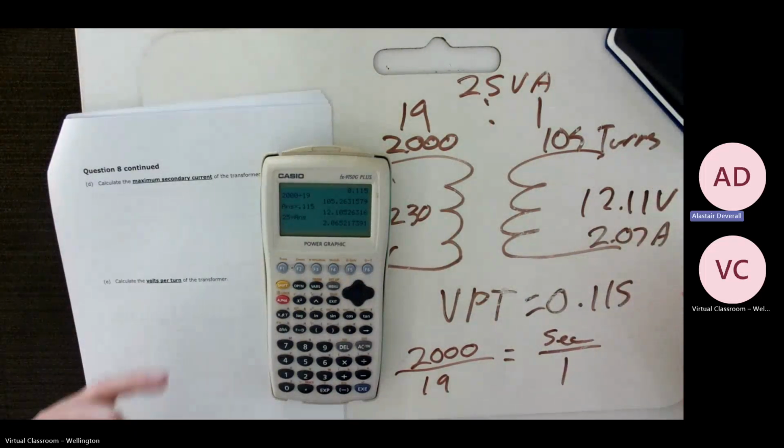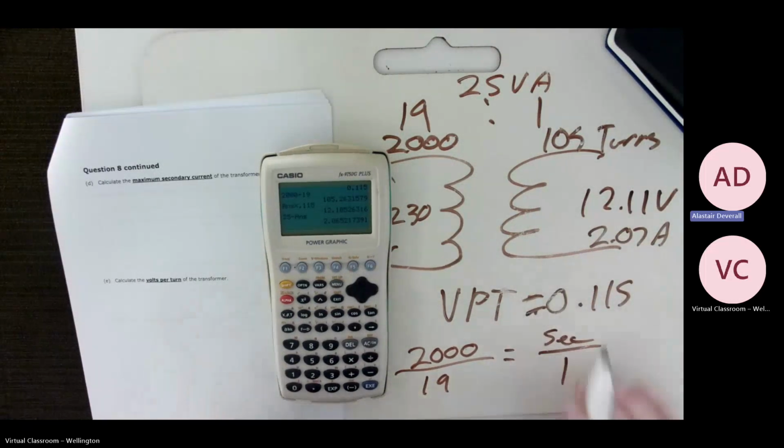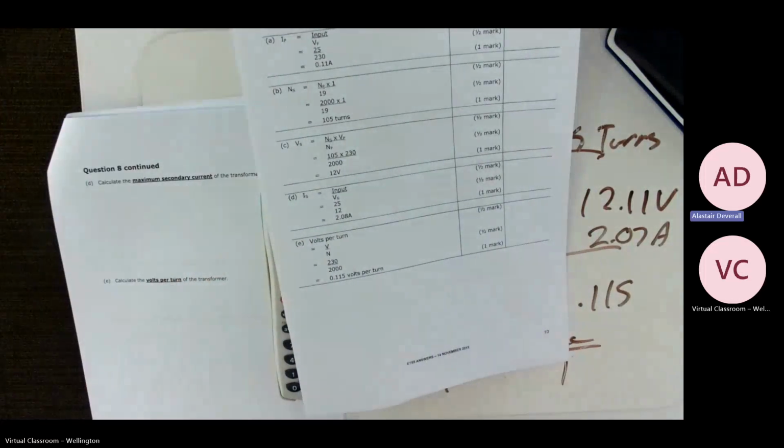Now we look at volts per turn on the transformer. We had actually already done that, which is our 0.115 volts per turn, which, if we look back at our answer schedule, is what it says at the bottom.